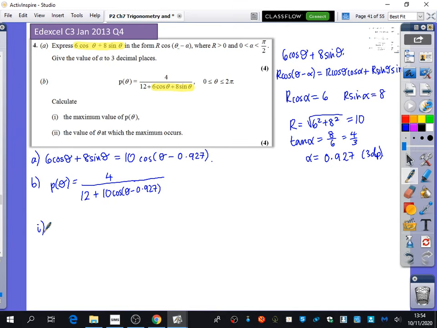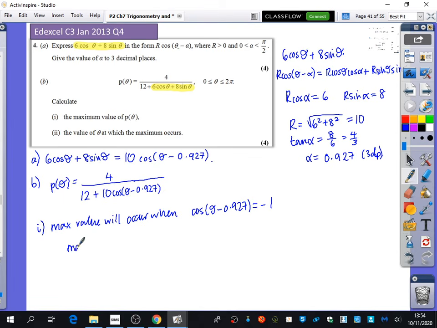When do you think this maximum value will occur? When cos is minus 1, okay? So the max value will occur when cos of theta minus 0.927 is minus 1. Because if we make the denominator as small as possible, the overall thing will be as big as possible. If you couldn't think of that in the panic of the exam, just try subbing in either minus 1 or 1 and see what you get.